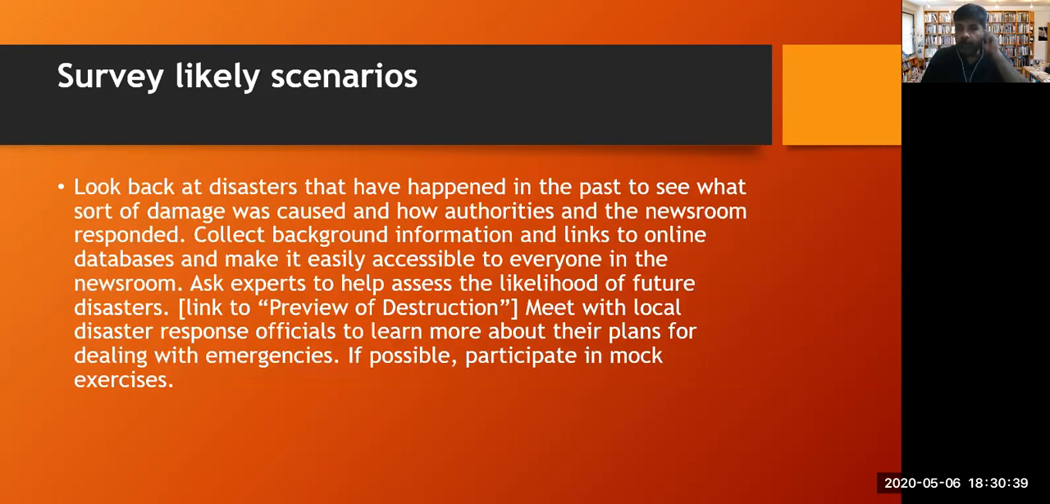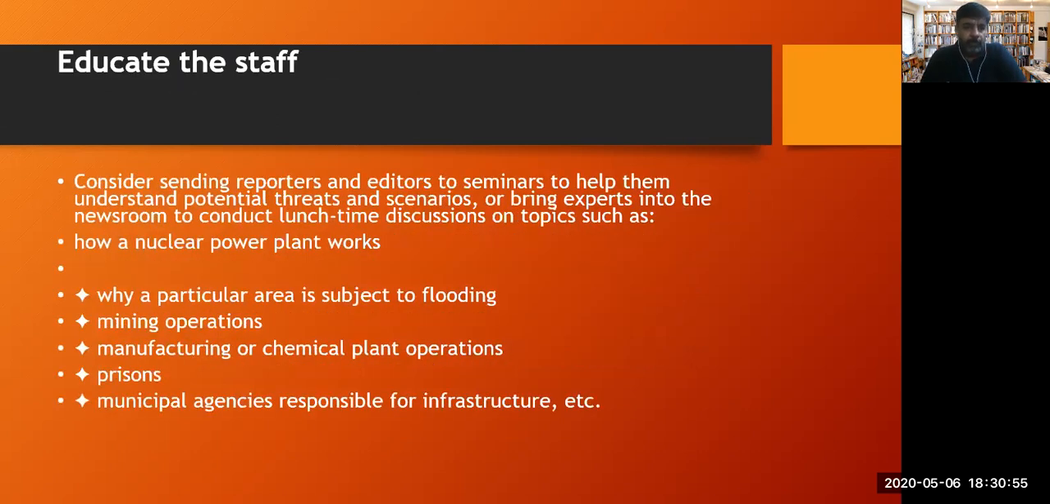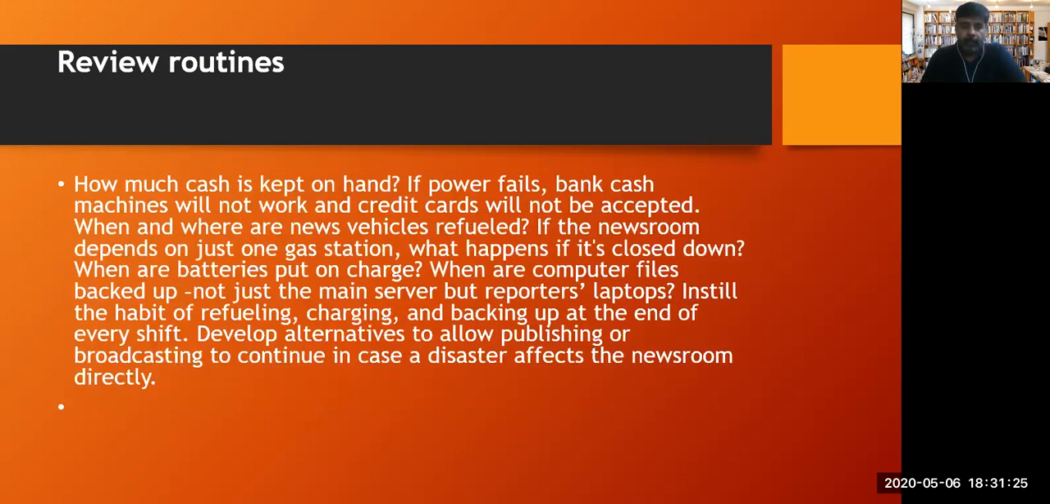You need to collect background information and links to online databases and make them easily accessible to everyone in the newsroom. A live blog could be a great tool. You should ask an expert to help assess the likelihood of future disasters. Educate your staff on why a particular area is subject to flooding, mining operations, manufacturing or chemical plant operations, prisons. Consider sending reporters and editors to seminars to help them understand potential threats and scenarios. In the world, there are a lot of seminars and training programs that cover crisis reporting or disaster reporting. It's one and the same thing. So your editors and your reporters need to be educated in advance.